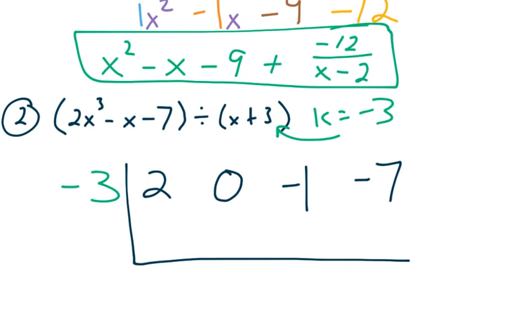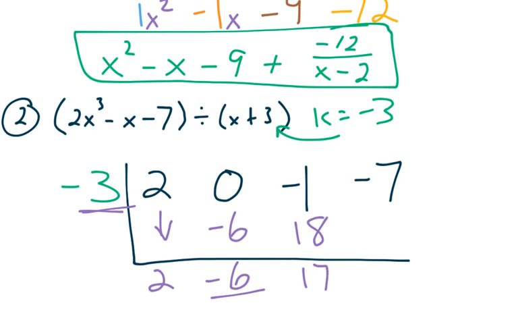Okay, so now we've got it set up. Now we can go ahead and work through our answer. So bring down your leading coefficient. That's a 2. Multiply it by your k value. 2 times negative 3 is negative 6. Add straight down. 0 plus negative 6 is negative 6. And now we can keep going. Take negative 6 times negative 3. That's positive 18. Add straight down. Negative 1 plus 18 is 17. And do it again. 17 times negative 3 is negative 51. And then add straight down. Negative 7 plus negative 51 is negative 58.